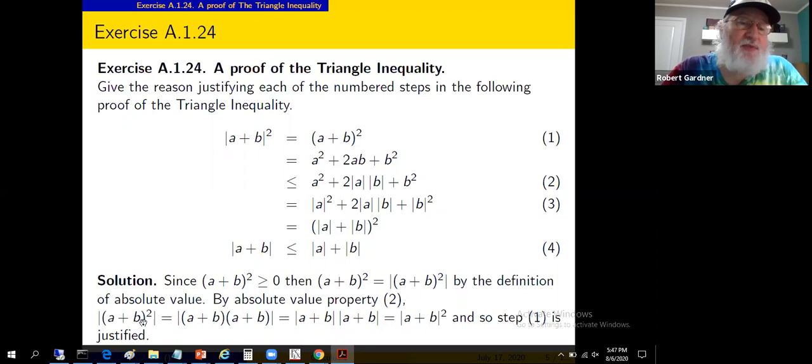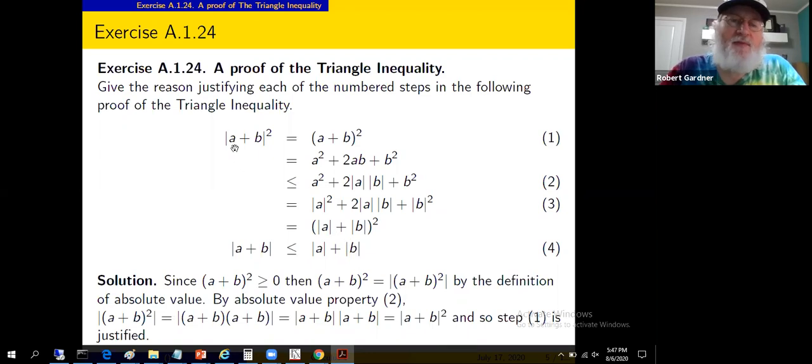We take the absolute value of a plus b squared. That is the absolute value of a plus b times a plus b, because that's what squaring means. And now we've got a product. Well, the absolute value of the product is the product of the absolute values. That's what property 2 states. Now we've got the absolute value of a plus b times itself, so we can write that as the absolute value of a plus b, quantity squared. So that establishes step 1.